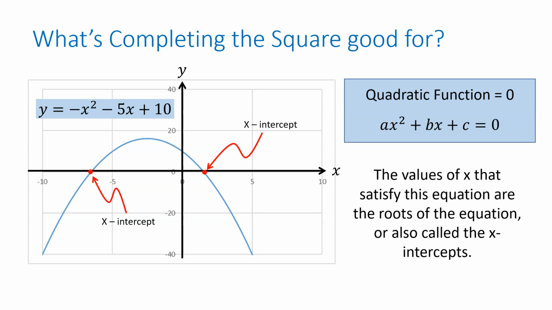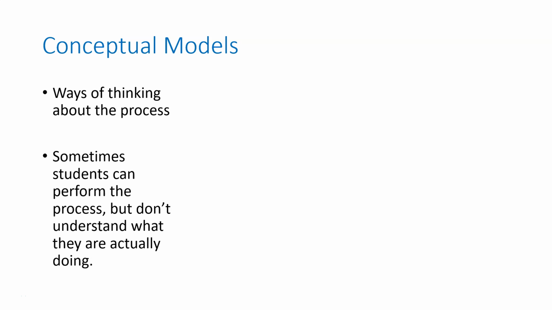Next, let's talk about the conceptual models for completing the square. Conceptual models are very important and form the basis of one's understanding. These models are ways of thinking about the process of completing the square. Without these kinds of models, some students find that while they can perform the process, they don't understand what they are actually doing. Let's begin with a numeric model.